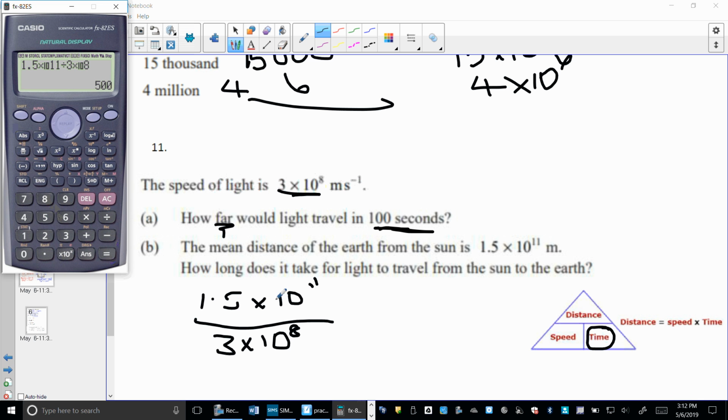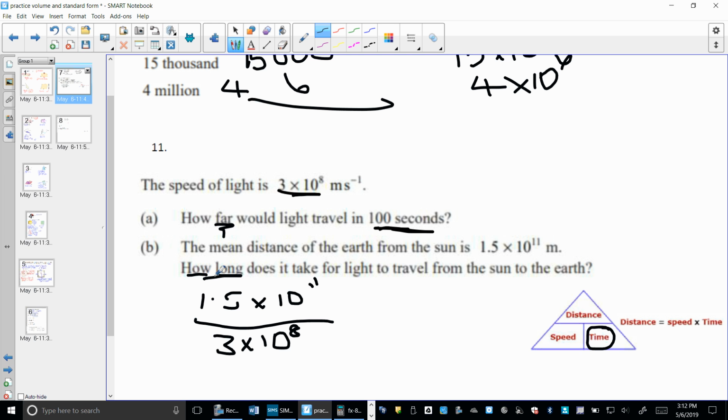There we go, 500. Now, what unit do you think that might be if it says time? 500 what? Minutes. Look at the rest of the question. What kind of unit do you think it would be? Time. How long? It's in seconds, okay? Because this was in meters and it was per second. So that would be 500 seconds.